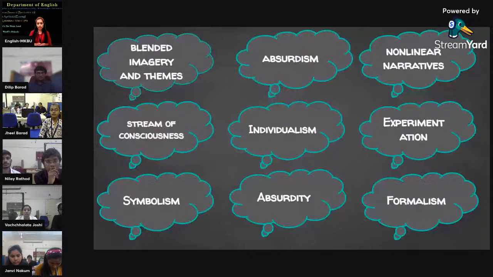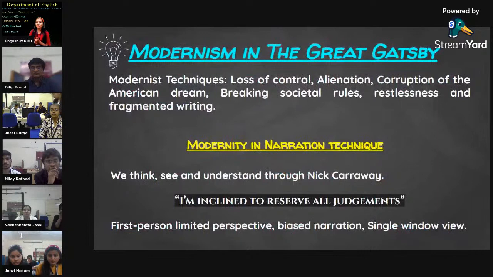Modernism in The Great Gatsby. The novel The Great Gatsby is a modernist novel because it uses various modernist techniques like loss of control, alienation, corruption of the American dream, breaking societal rules, restlessness, and fragmented writing. The major three modernities we find in the novel, we will discuss first.